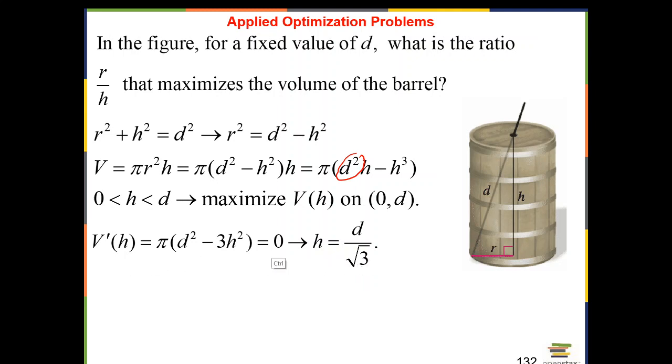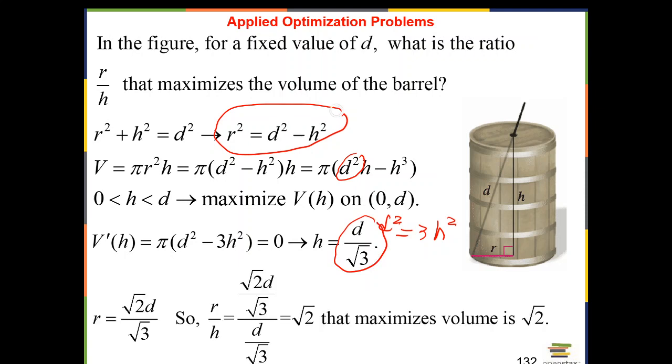Right? And then 3h squared goes over here, so 3h squared is going to equal d squared. So h squared is d squared over 3, so h is d over square root of 3. We don't put plus and minus because h is positive. That's h, but we didn't really want h, we wanted the ratio of r to h, right? So what is r? R is that, and h is that. So basically what we have to do is divide them.